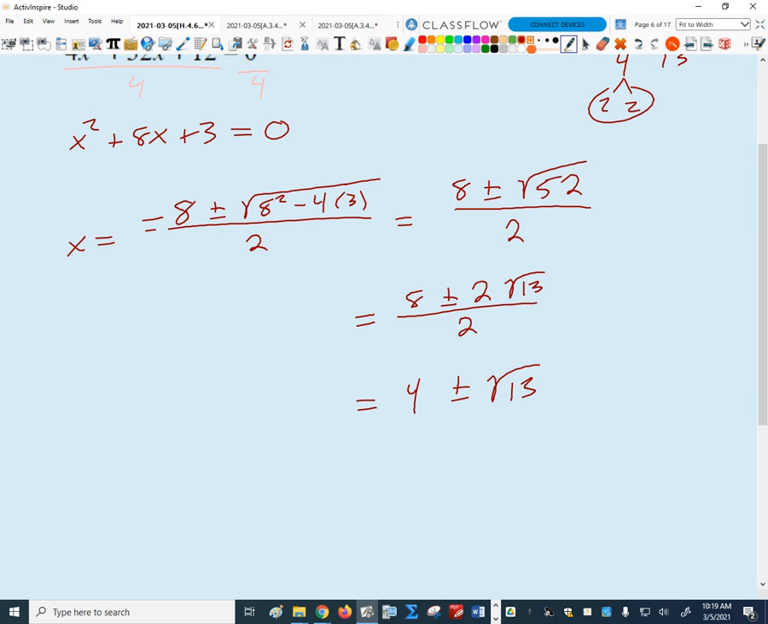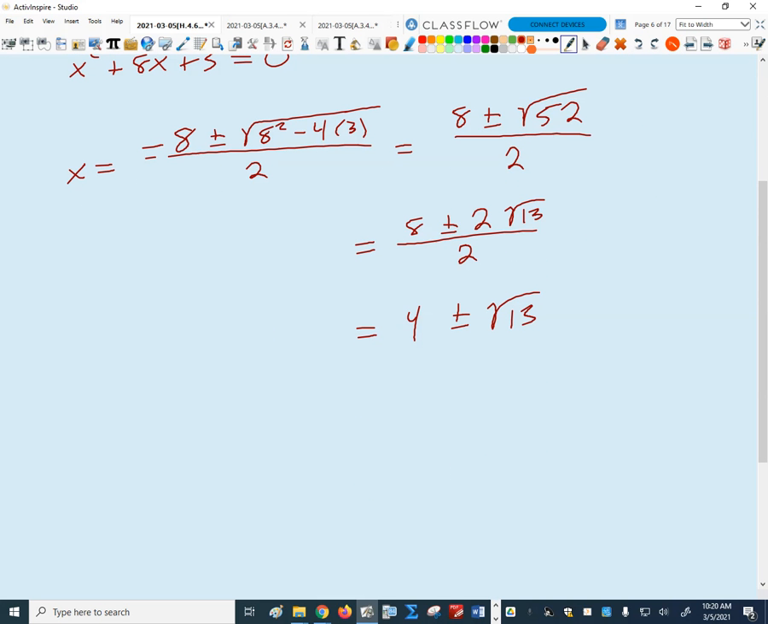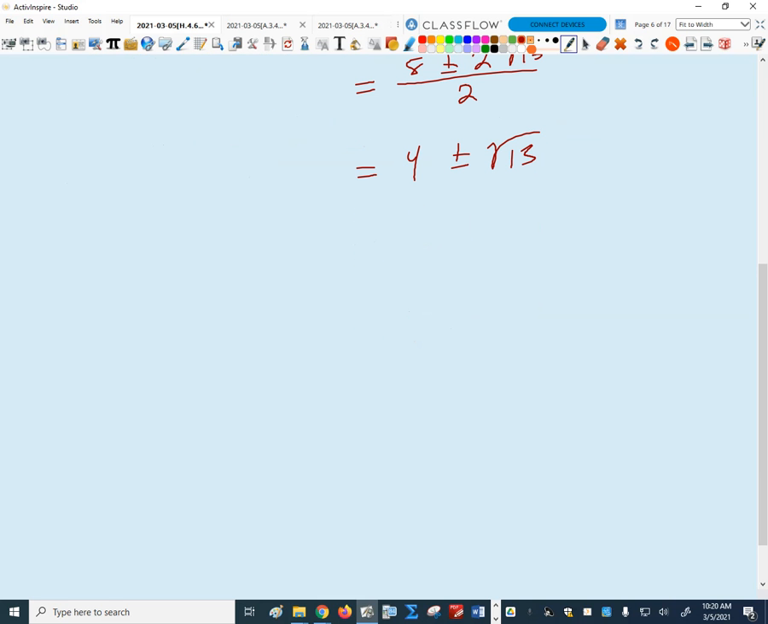Okay, so what's the best way to do it? I think the way we did the last one is slightly preferable, because sometimes, in order for something to be completely simplified, let me think if I can come up with an example here. Like, what if we had something like 12 plus or minus 6 times the square root of 2, over 4?